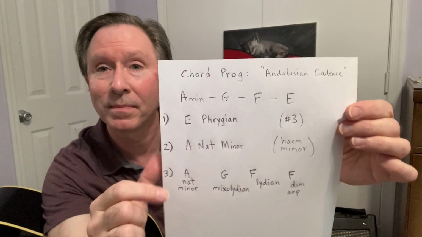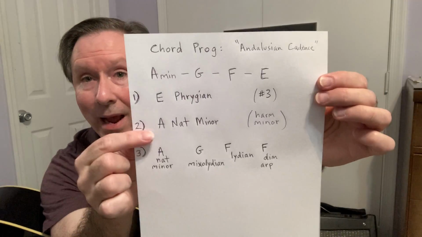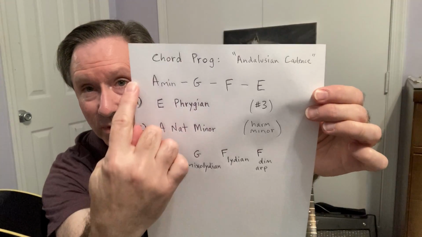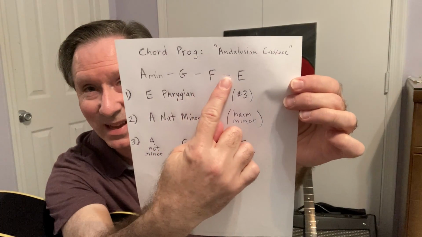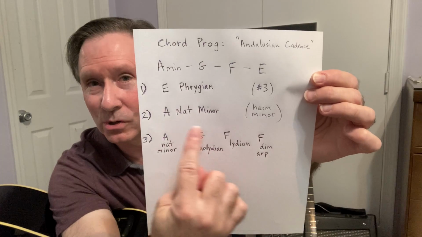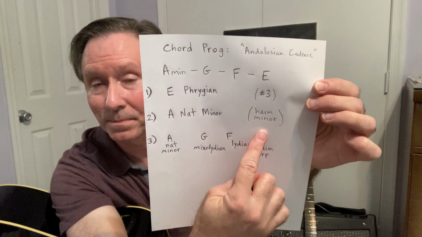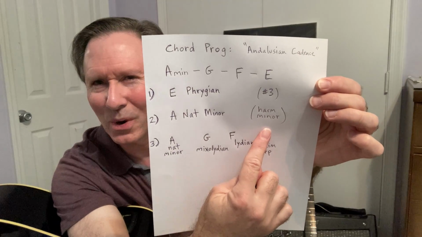Okay. Here's another strategy. You could think about the A natural minor scale over this entire thing. When you get to the E chord again, it has a very strong G sharp. So a G sharp and an A minor chord makes it a harmonic minor scale. I'll play these for you.